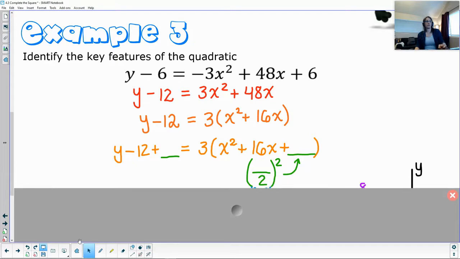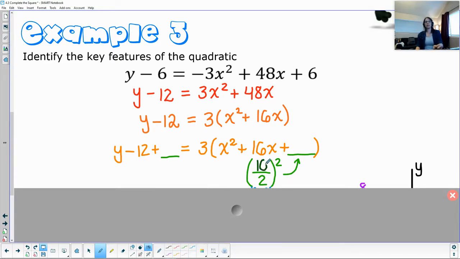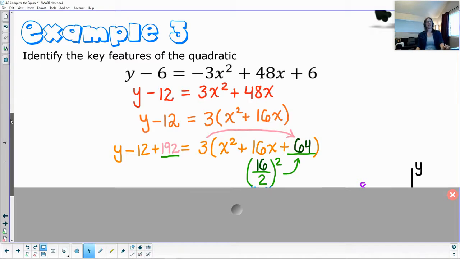So we've got to figure out what's going to go in that blank. So I'm going to take 16 divided by 2 is 8. 8 squared, so I'm going to add 64. But before you add 64, 3 times 64, so 192 goes on that side. That is always the trickiest part when we factor out the A's.